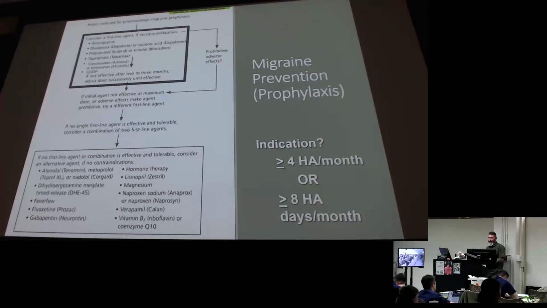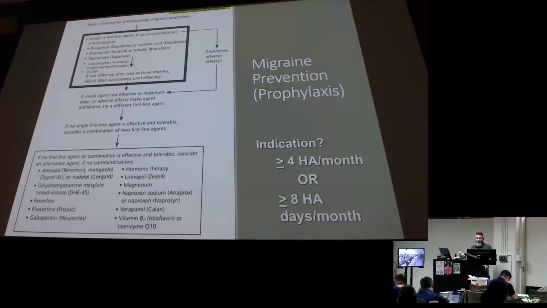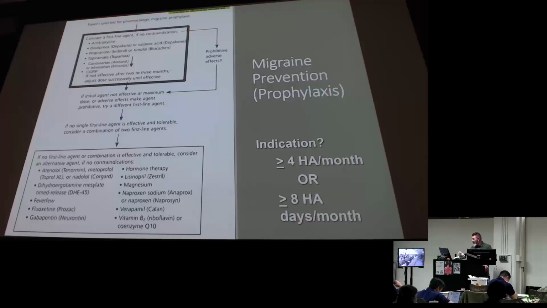So now on to prophylaxis. Prophylactic therapy is indicated for patients who have frequent headaches. You need to know the numbers on the bottom right. For migraines, greater than 4 headaches a month or greater than 8 headache days per month. Why those two numbers? Because with 4 headaches a month, some headaches may last more than a day. So if you have 8 days of headaches a month. First line agents are on the top box there in bold.